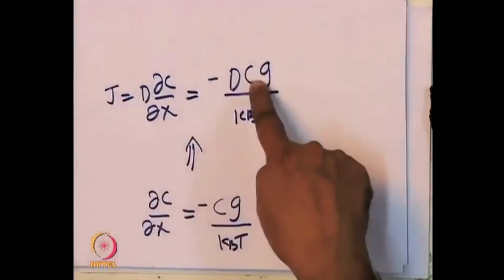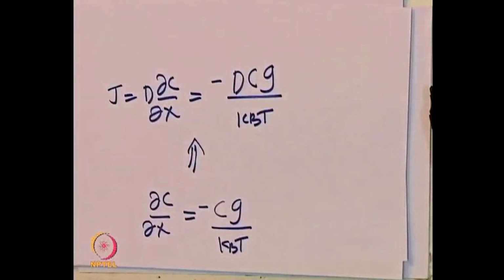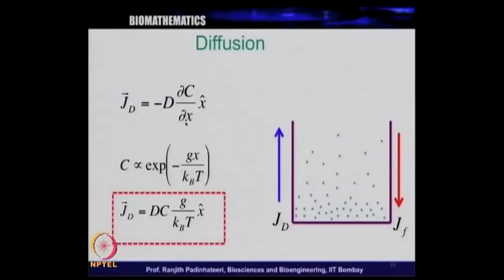J is minus D dC/dx times g by kBT. So, that is what we have here. So, JD is D del C by del x, and substituting for it, knowing that C is proportional to e power minus Gx by kBT, and substituting this in this, we get JD is D C.